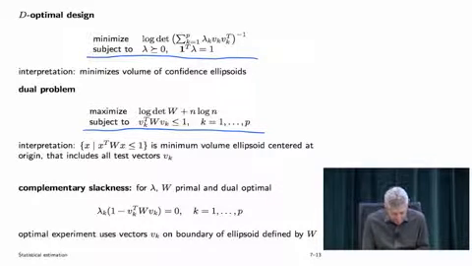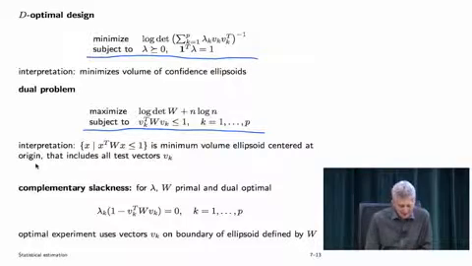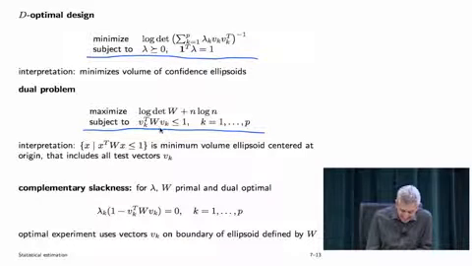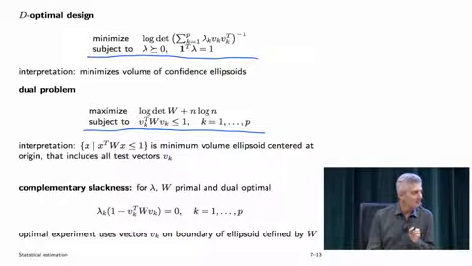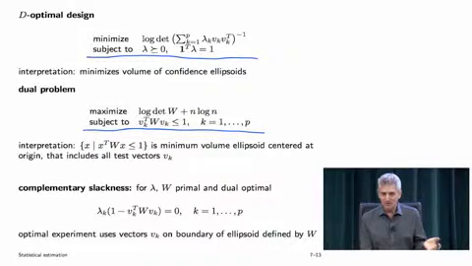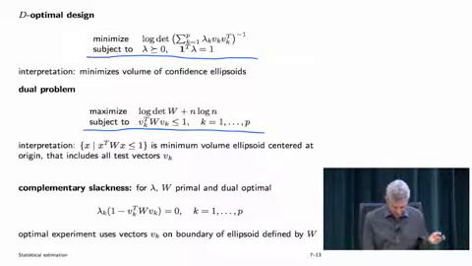It turns out this says, find me the minimum volume ellipsoid centered at the origin that includes all the test vectors. And it turns out that the Lagrange multipliers on these constraints are precisely the optimal fractions that you should use, right? So it's beautiful. So you get this connection between an experiment design problem and a geometric problem, which is going to be our next topic, right? And so the picture is something like this.